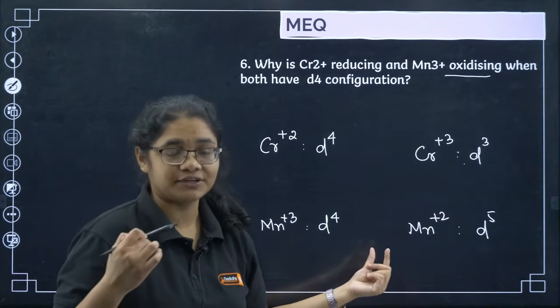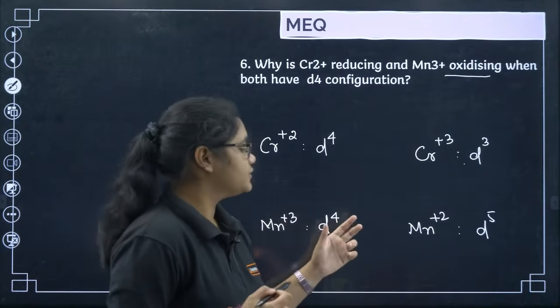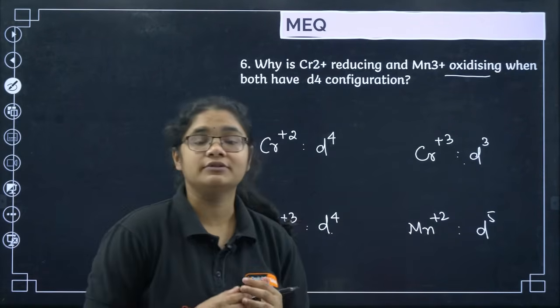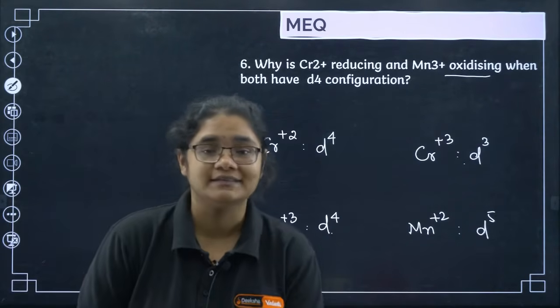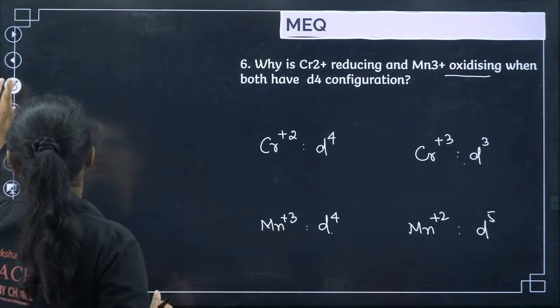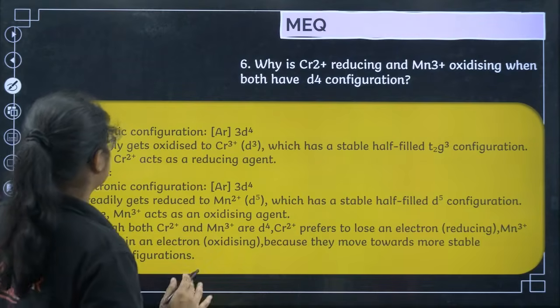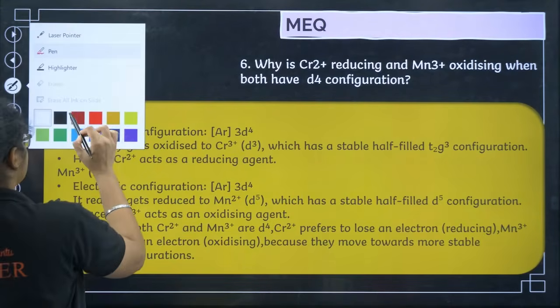This is becoming more stable. So what I can observe here is that Mn3+ to Mn2+ is a reduction, so it behaves as an oxidizing agent. Now we can see the answer. So for Cr2+, you have to explain it properly.